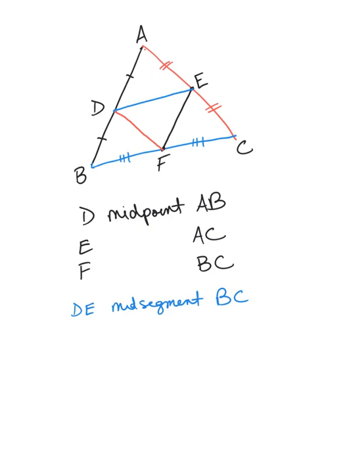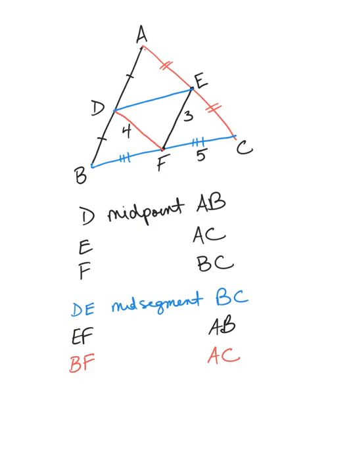and EF, which we have in black, is the mid-segment of AB. And then we have BF, which is the mid-segment of AC. Based on our diagram, DF has a length of 4, EF has a length of 3, and CF has a length of 5.